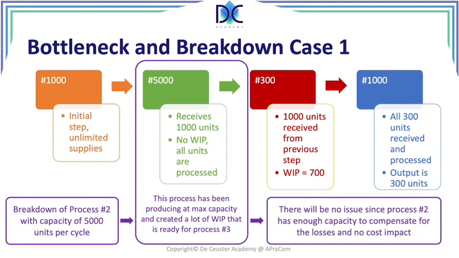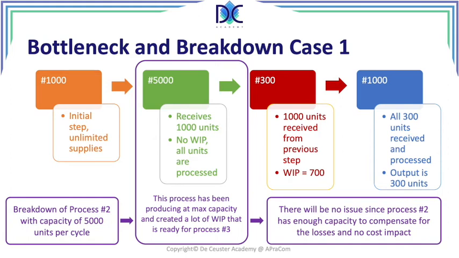There is nothing produced by step 2, but step 1 is providing those units, and since step 2 has the higher capacity, we can recuperate the lost time. We still have 300 units output, and we basically don't have any significant losses. Now, this is only valid when the step that breaks down is repaired in time.